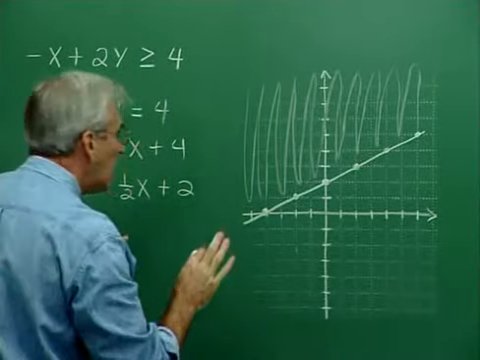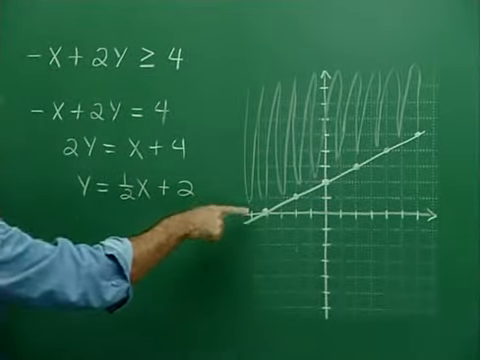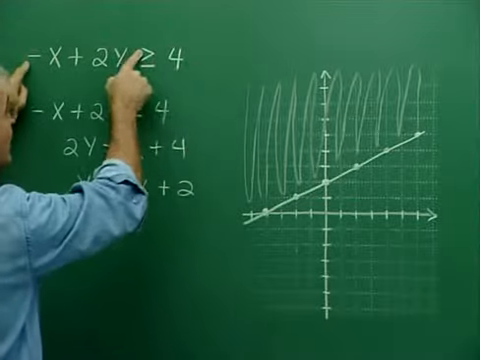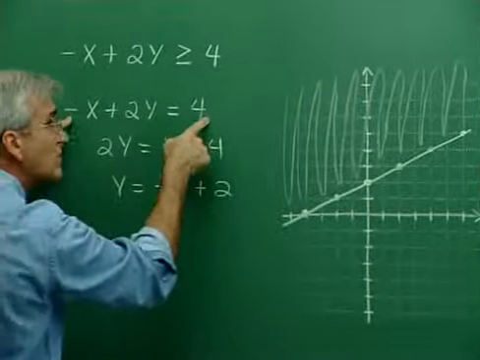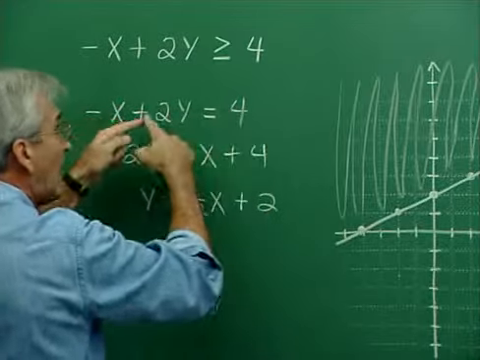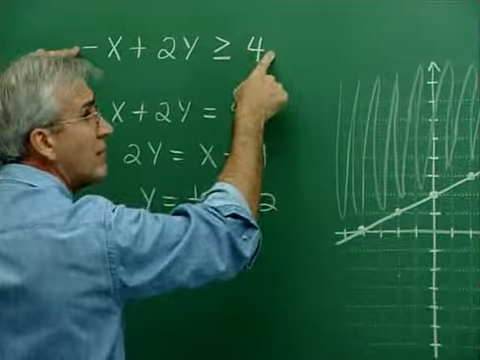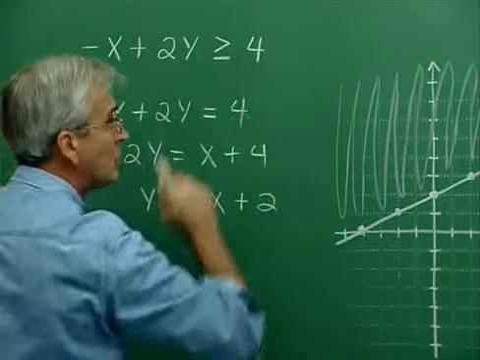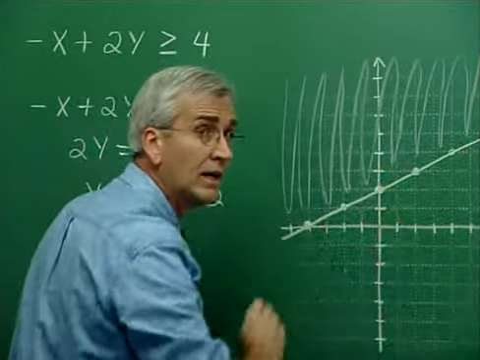Now, the line itself, let's talk about the border itself. The border line is part of the solution region because the original inequality says greater than or equal to. The equal to part we graphed as the border line, you see. We know that the line is the solution to the equation. The equation is part of this non-strict inequality. So the border line is part of the solution region. Now, if the border line was not part of the solution region, we would make it a dotted line.